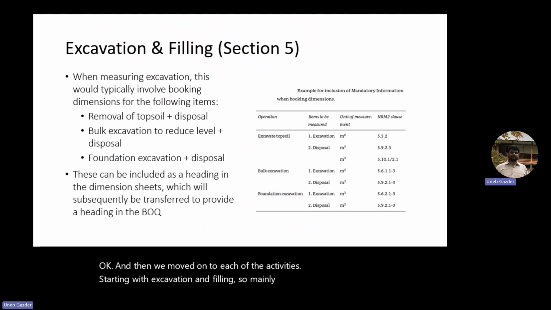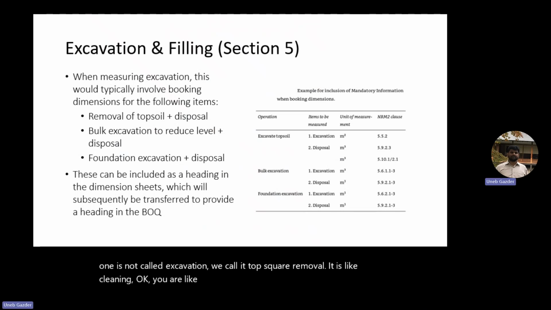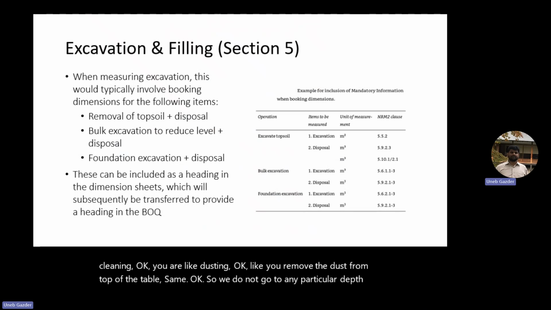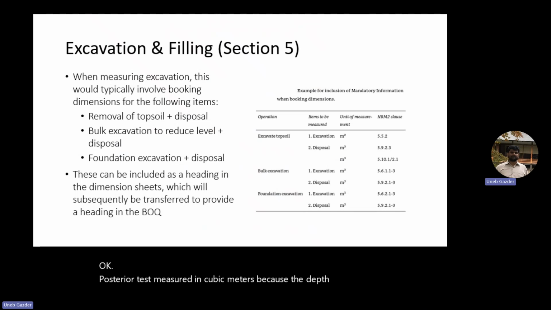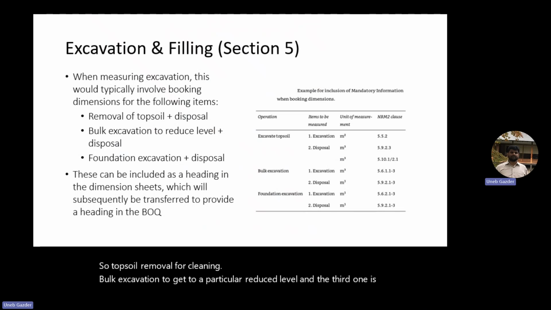Mainly they are done in cubic meters. And I told you there are three types of excavations. The first one is not called excavation; we call it topsoil removal. It's like cleaning, like dusting, like you remove the dust from the top of the table. So we don't go to any particular depth, but still it is measured in cubic meters because the depth is specified. Then you have bulk excavation, then foundation excavation. So topsoil removal for cleaning, bulk excavation to get to a particular reduced level, and the third one is foundation excavation, which you do for the foundations.